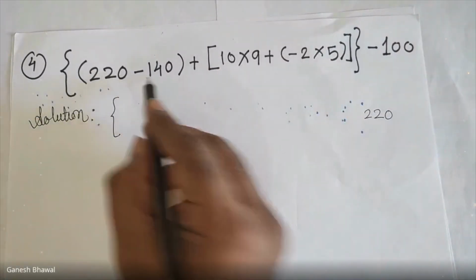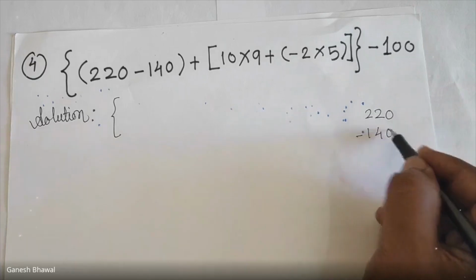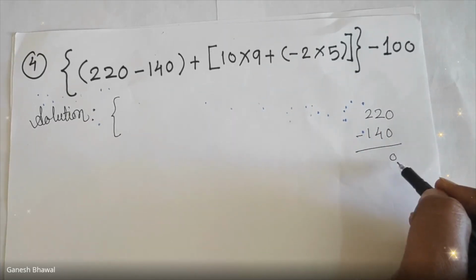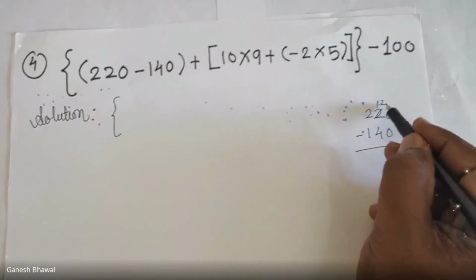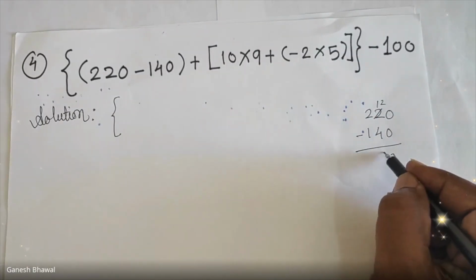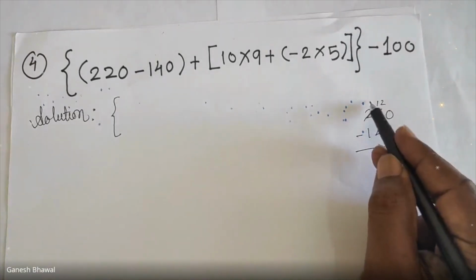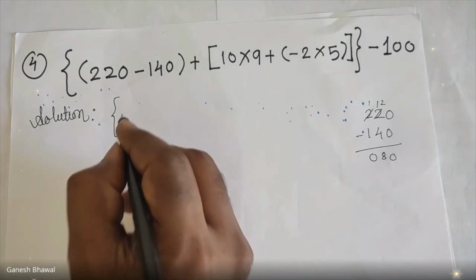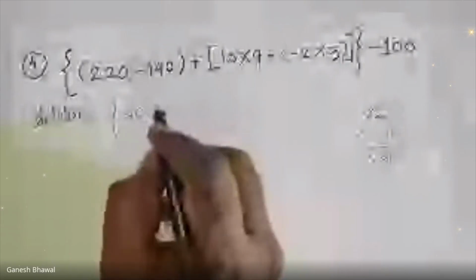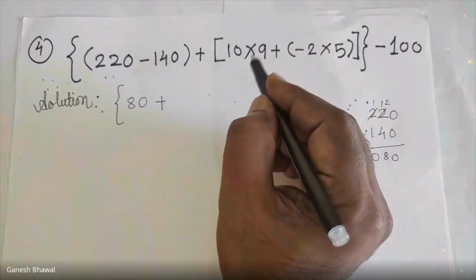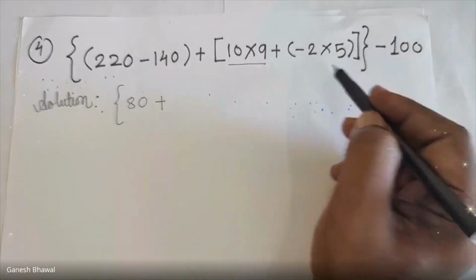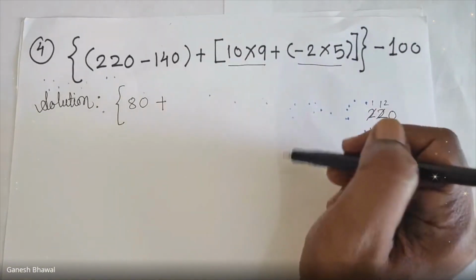220 minus 140. 0 minus 0 is 0. Now here 12 minus 4 is 8. Here 1 minus 1 is 0. Here it is coming 80, plus we will multiply these two numbers, and we will multiply these two numbers.